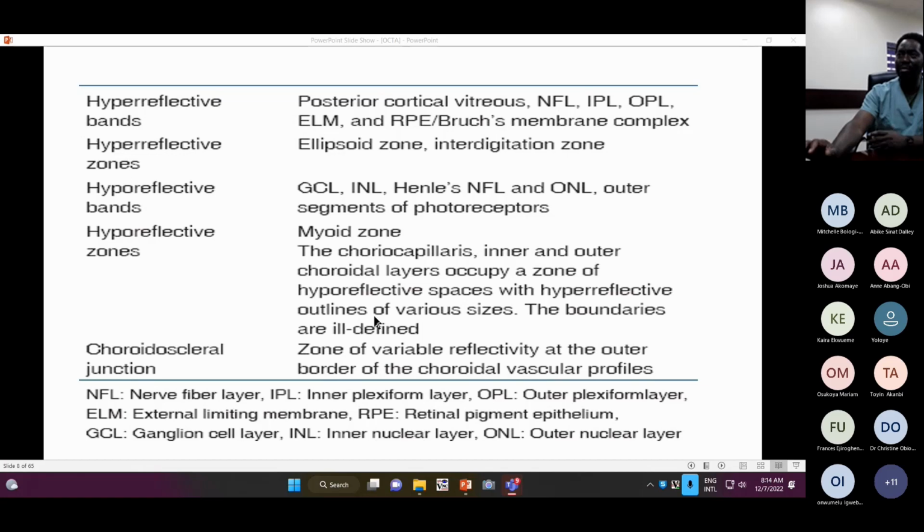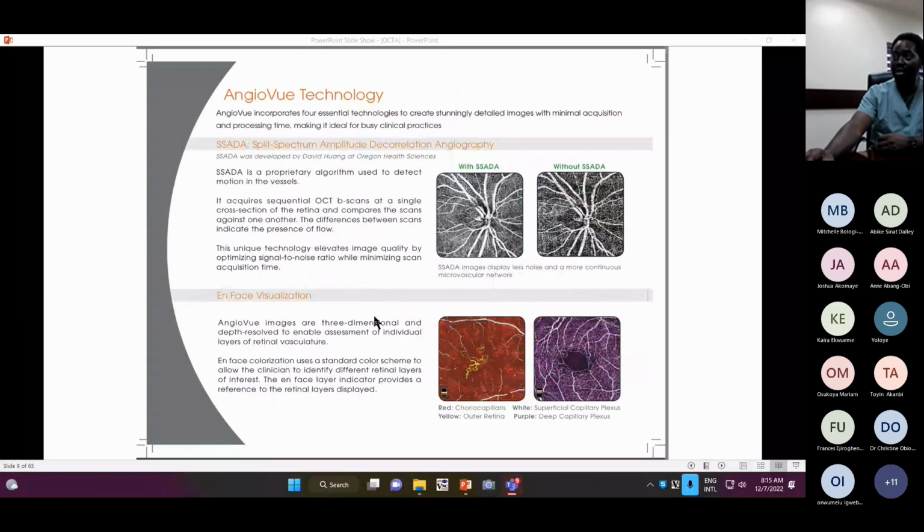Again, let me emphasize that there are new definitions of terminologies to use in OCT. Instead of the ISOS junction, it is now the ellipsoid zone, and the interdigitation zone and others have now been introduced after the Committee on Terminology published their reports.